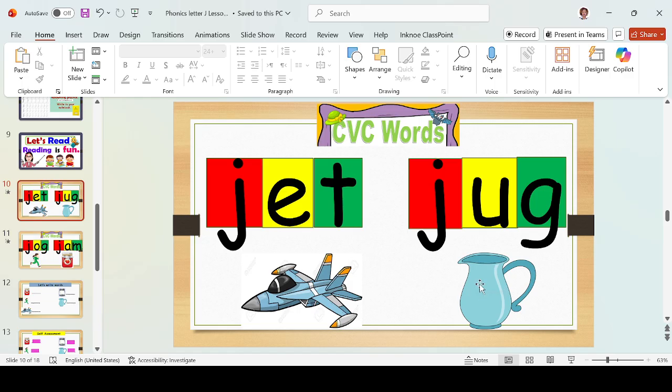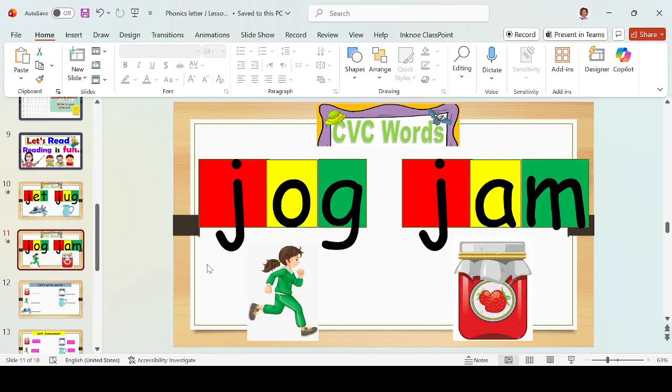Now, what is this one? Can you say the letter sound? Yes. What is the word for this picture? Now, let's say the sounds together. J, A, G, jag. This is a jag.